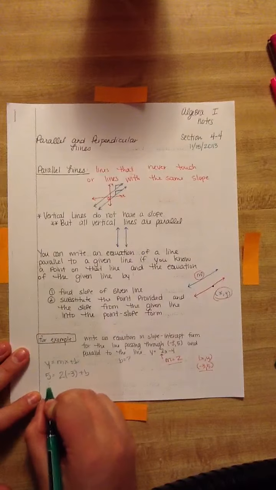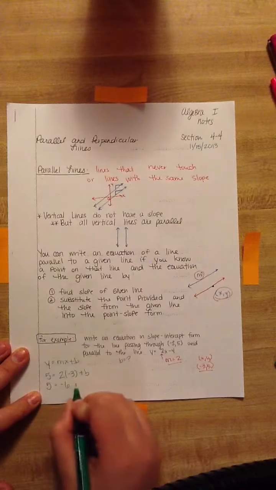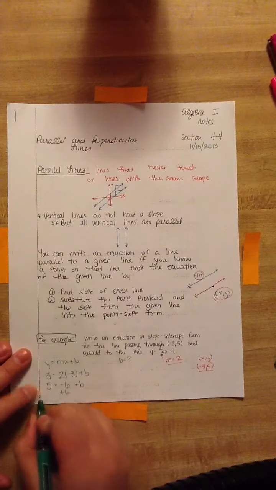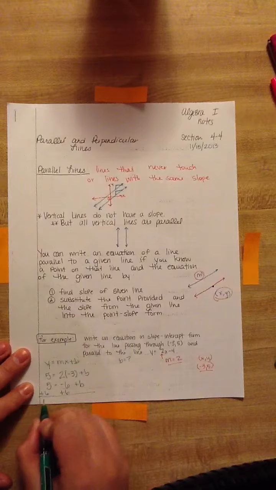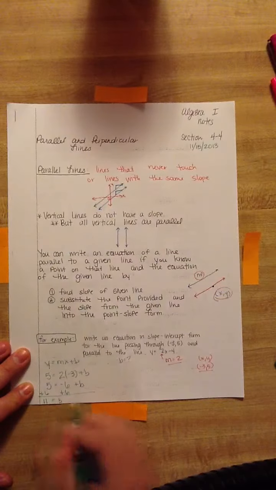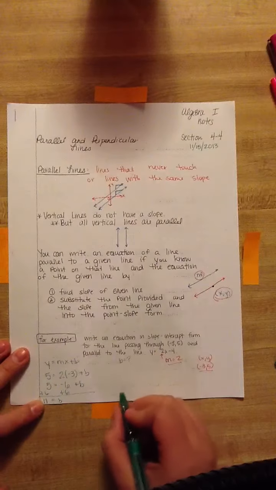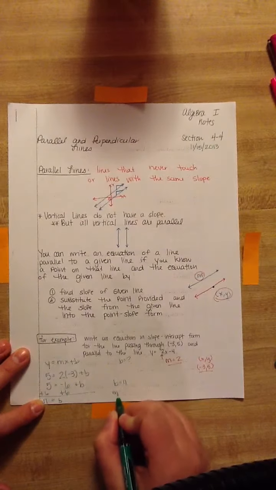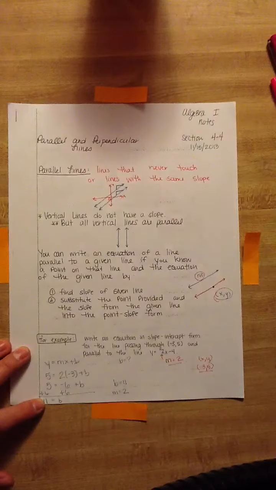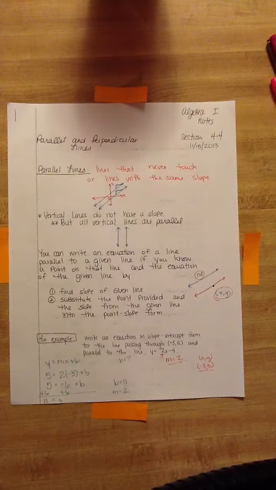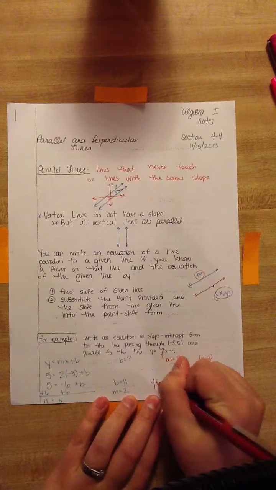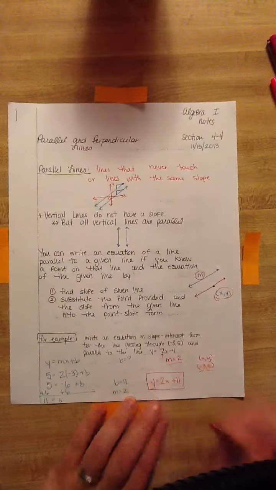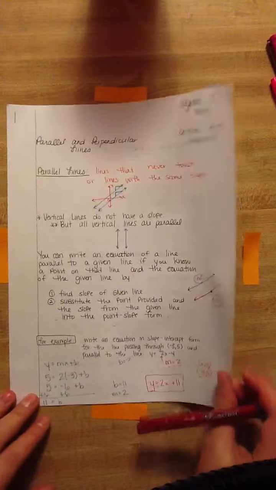I'm going to start solving. 5 equals -6 plus b. Now to solve for b, I have to add the 6. I'm adding it because it's negative. And I get 11 equals b. So the new equation is going to use b equals 11 and m equals 2. In general, the equation for this line is y equals 2x plus 11. And that is in slope-intercept form, so I'm finished. Turn to the next page.